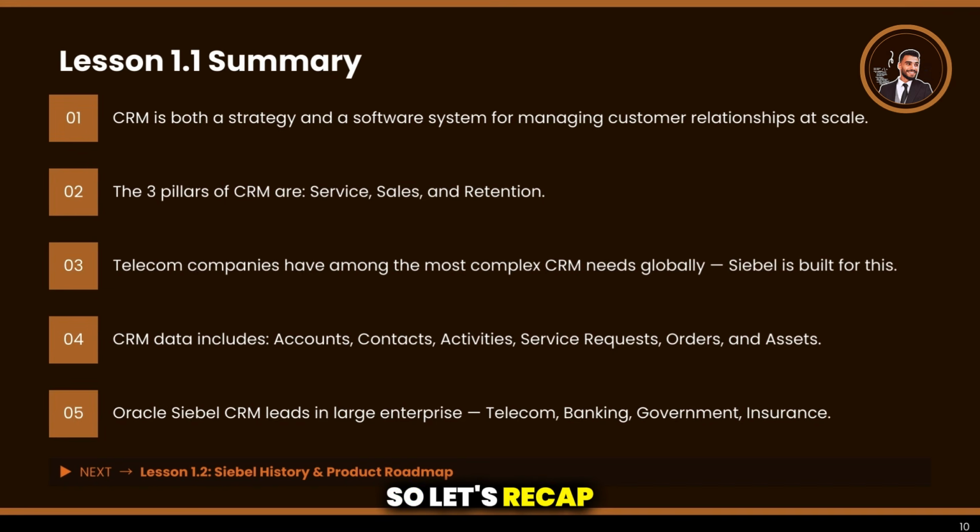So let's recap. CRM is the system and strategy that allows companies to manage customer relationships at scale. In telecom, it's mission critical because customers are complex, the relationship is ongoing, and the cost of losing a customer is enormous.